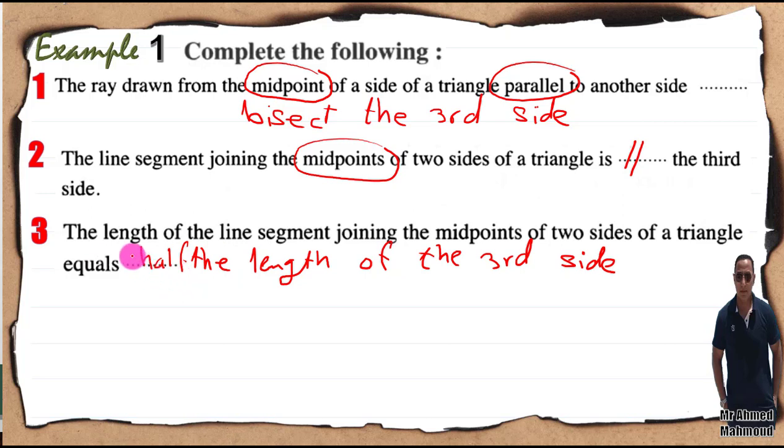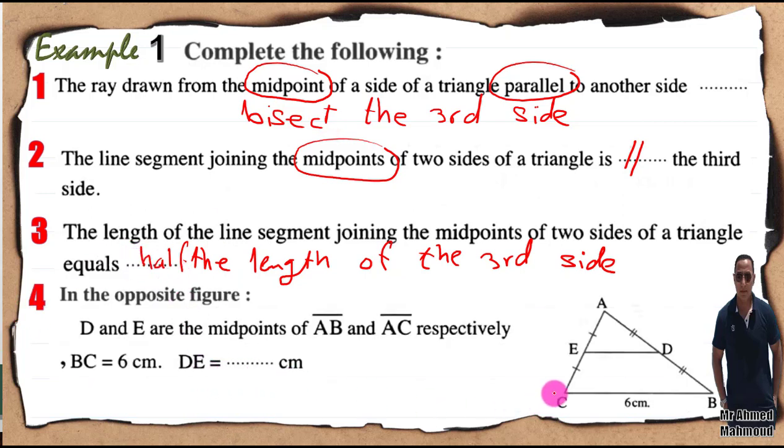Okay. Number 4, in the opposite figure. Here E is a midpoint and D is a midpoint. So we conclude two items. We conclude that ED is parallel to BC and also ED equals half BC. BC equals 6, so ED equals 3 centimeters. Here DE equals 3 centimeters.